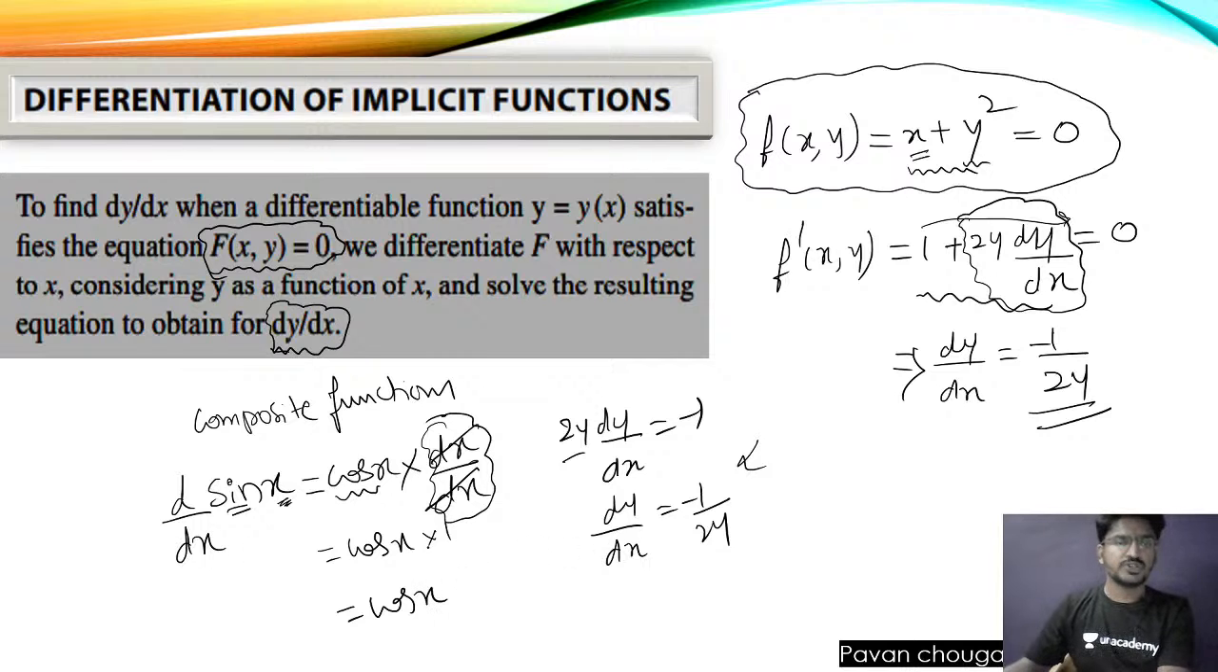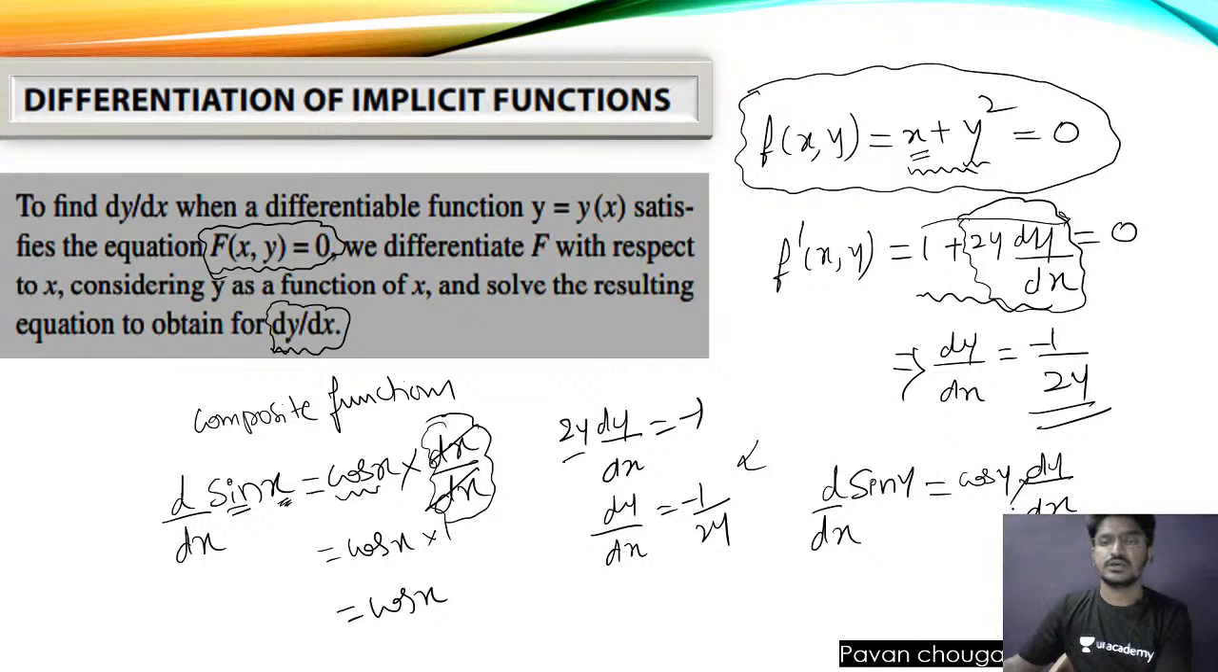Clear? Suppose I take sin y. What will you have if I differentiate with respect to x? You are going to have cos y into dy by dx. Like this you are going to have cos y into dy by dx. That's why here, for y square, first if I differentiate y square, it will be 2y, and next it will be dy by dx. I think the doubt is cleared.